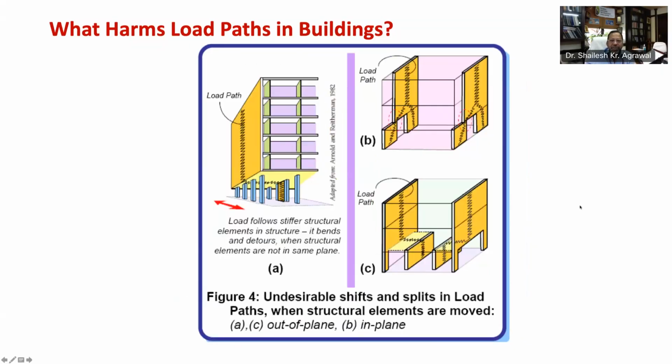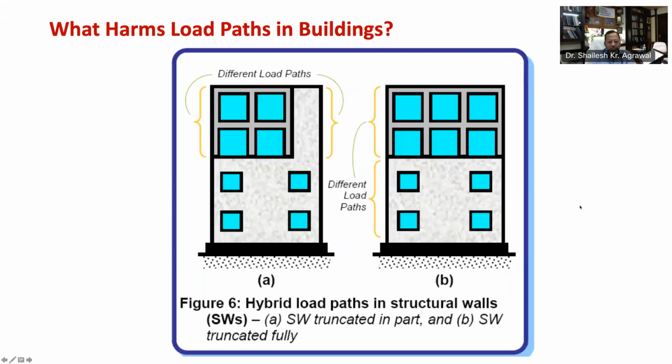The next situation can be explained through this figure 6, where structural walls in upper elevations are truncated, when shear walls are discontinued over a part of their width, as shown in this figure 6A, or over the full width, as shown in figure 6B. Abrupt changes occur in stiffness and strength of a building within the vertical plane. This practice should also be avoided in earthquake resistant buildings.